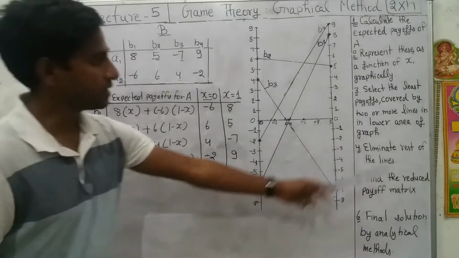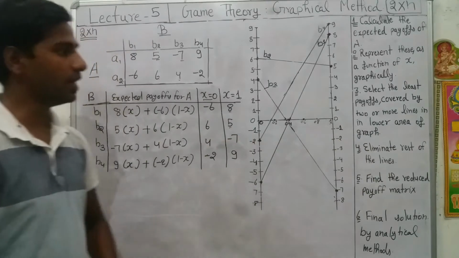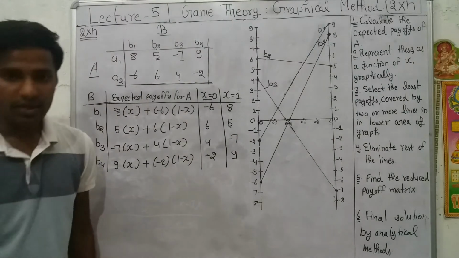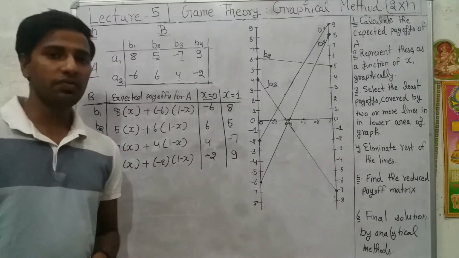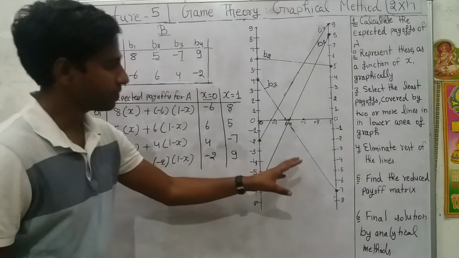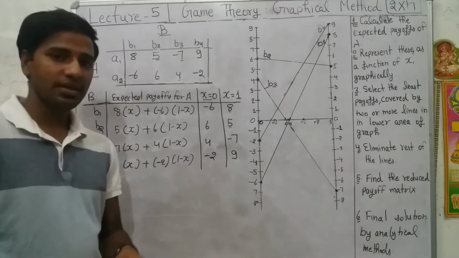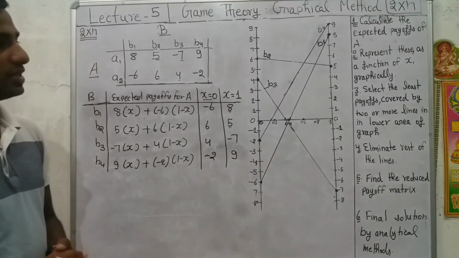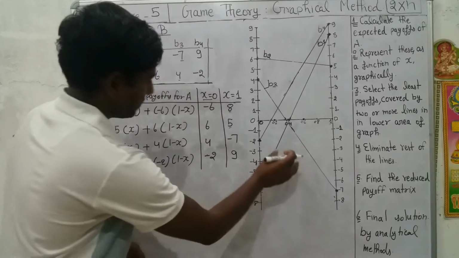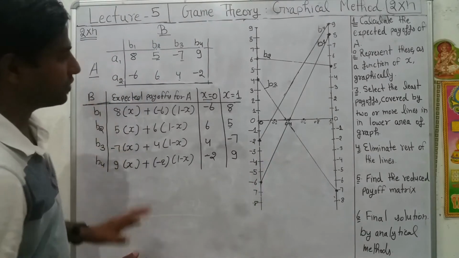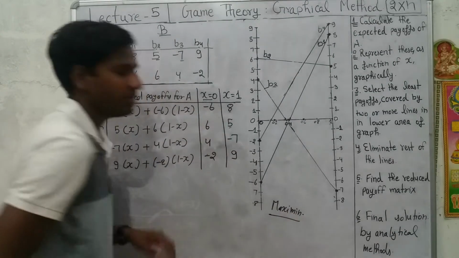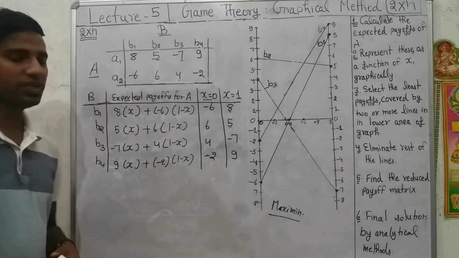Now what is the third step? Select the least payoffs covered by 2 or more lines in the lower area of the graph. As we know, it is the basic assumption of a game that the players would adopt a conservative approach while selecting the strategies. Conservative approach means that they would select the worst scenario or the least payoff for that particular player. Like the basic strategy of A would be of maximin nature: the maximum payoff out of the minimum payoffs.